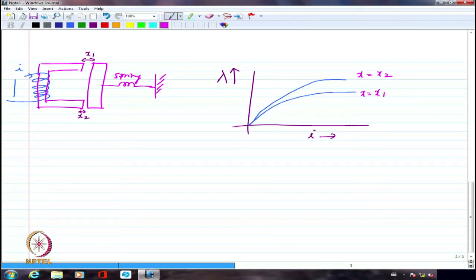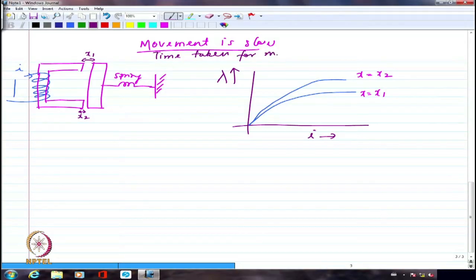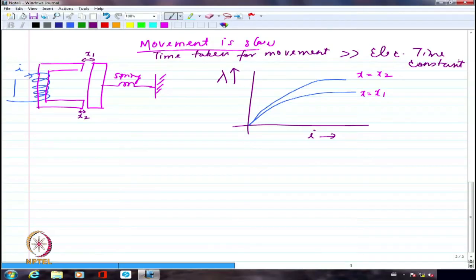So let me take a case where the movement is slow, which means the time taken for movement is much higher than the electrical time constant, so that I would not see really much variation in the current at all, right? So I'm going to look at one particular current value coming up like this. Maybe I'm just taking I equal to constant in this particular case.